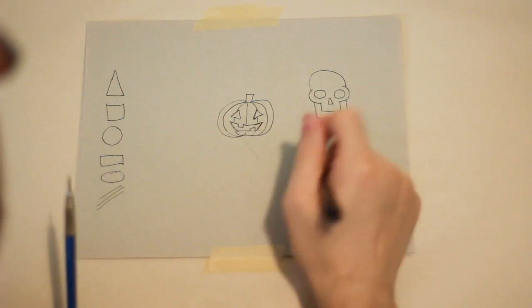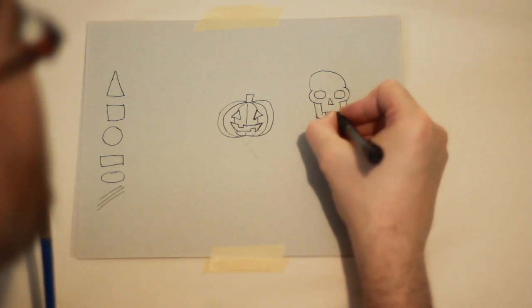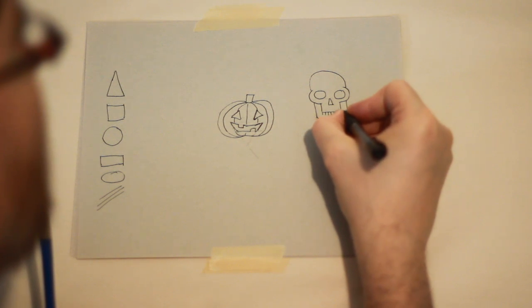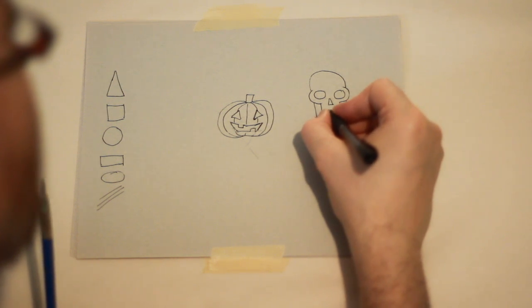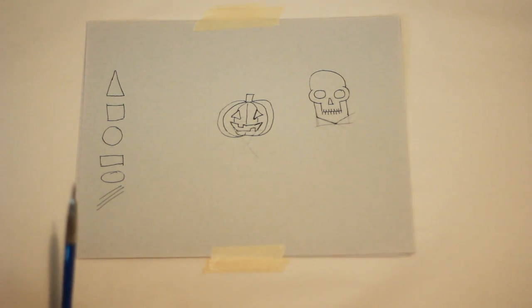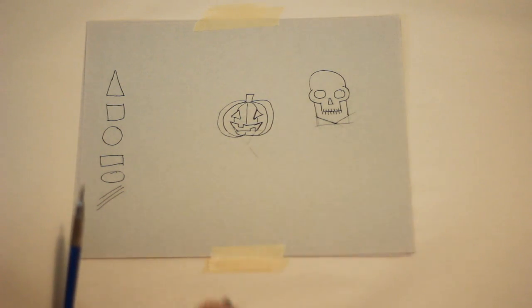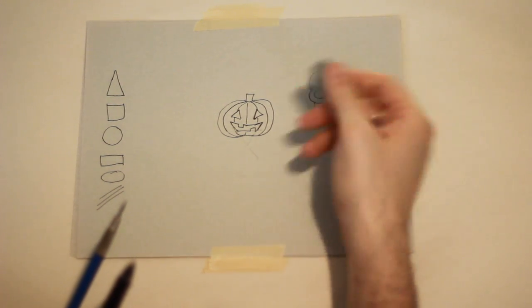Now if you want to, you can also come in here and you can put some lines so we have some teeth. I'm just going to do a bunch of straight lines here. Doesn't even matter if they line up. If you want, go ahead and look in a mirror and check out your own teeth. I'm sure not every single one of them is going to line up. So there you go. There you have a Halloween skull. And you've got a Halloween jack-o'-lantern.